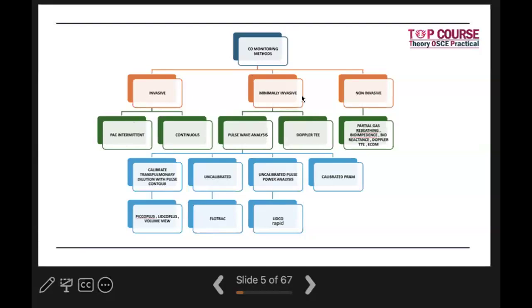Then coming on to the minimally invasive devices. Most of the minimally invasive devices either use pulse wave analysis as the technique or Doppler as the technique. Doppler means it is transesophageal echo.